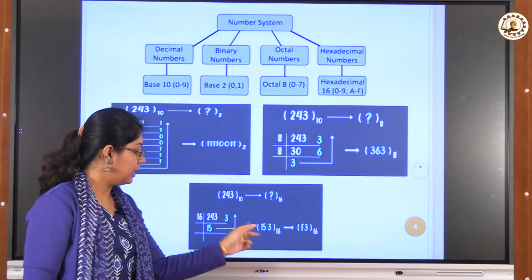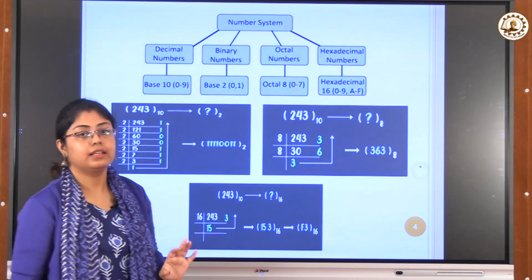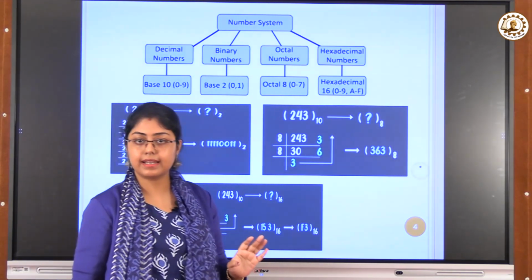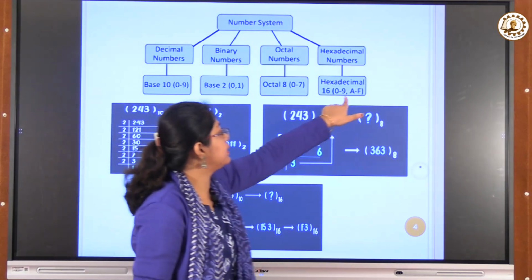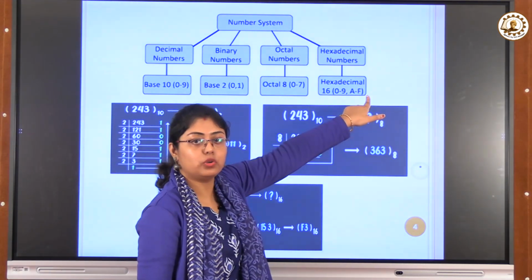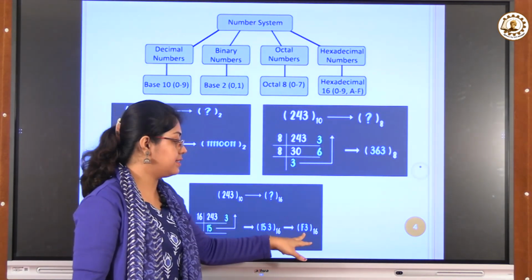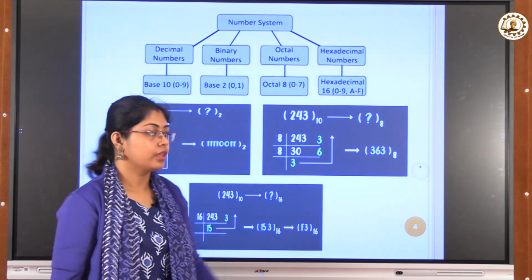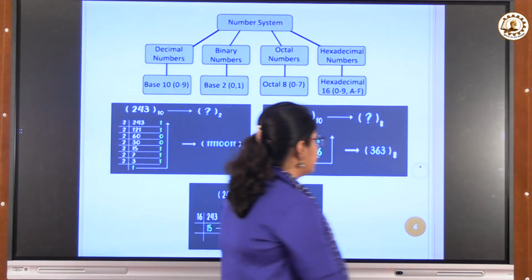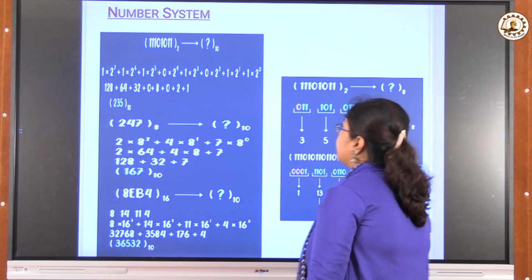So 15 and 3. Now 15 is not a valid digit in hexadecimal. 15 we have to write as F. I have already told you that. That is why the answer is F3. Clear? Okay. Next, I will show you the other techniques as well.